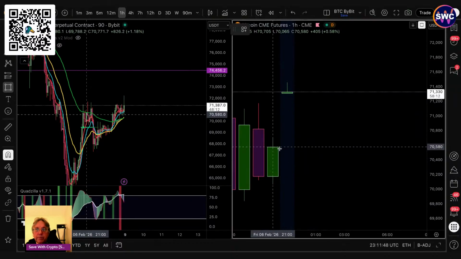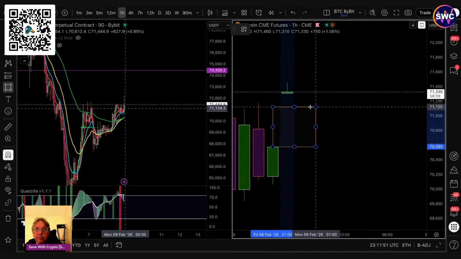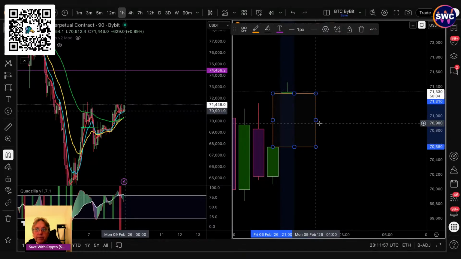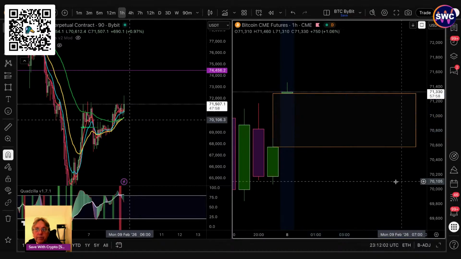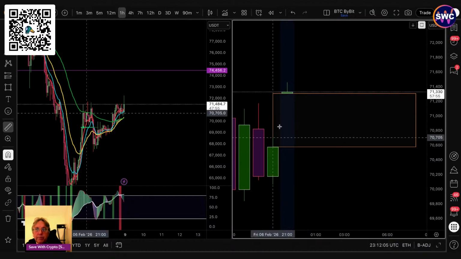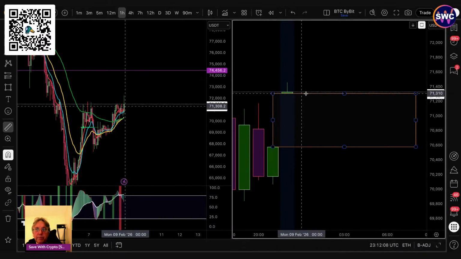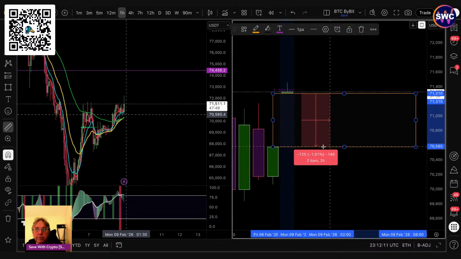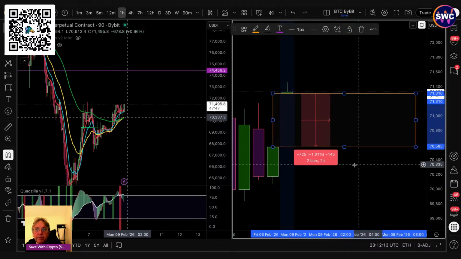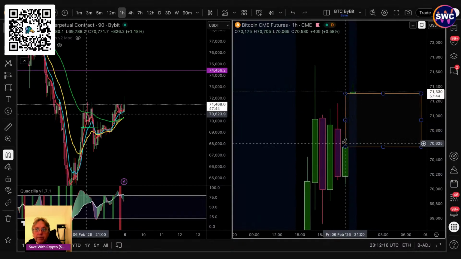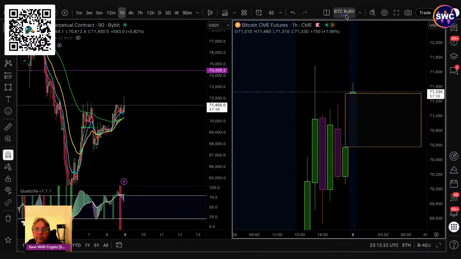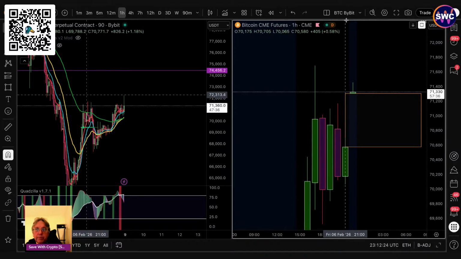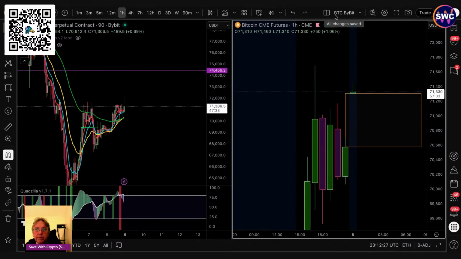So that's going to go from there to there. Right. So that is the CME gap that will probably get filled at some point. So how big is that? That is 1%, $725. It's not huge, is it? Okay. All right. So we can probably just concentrate on the regular chart for now, can't we?